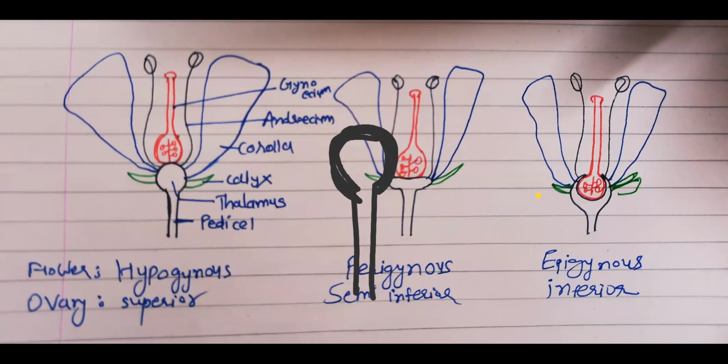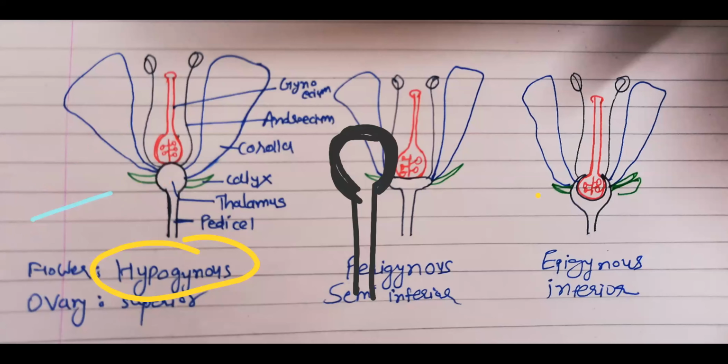This type of flower we call which one? Hypogynous flower. Remember, in hypogynous flower, two things you will have to understand: the shape of the thalamus is dome shape, some of them call it cone shape also. In this form, we call it cone shape. Next, the position of the ovary is superior, and that's why this flower we call hypogynous.